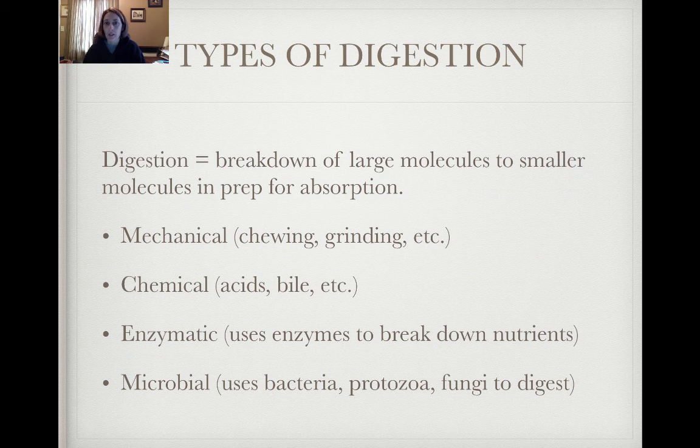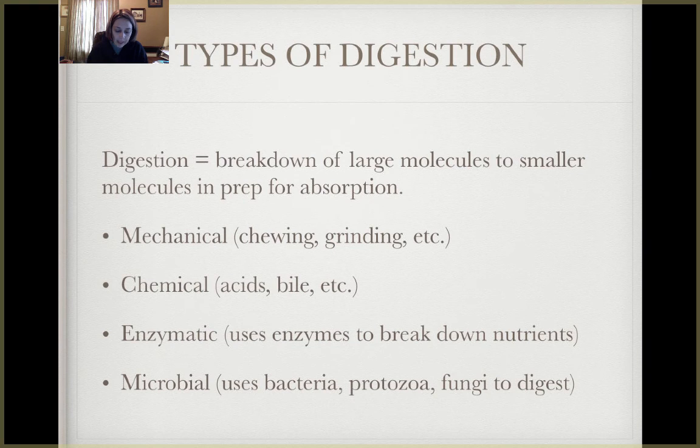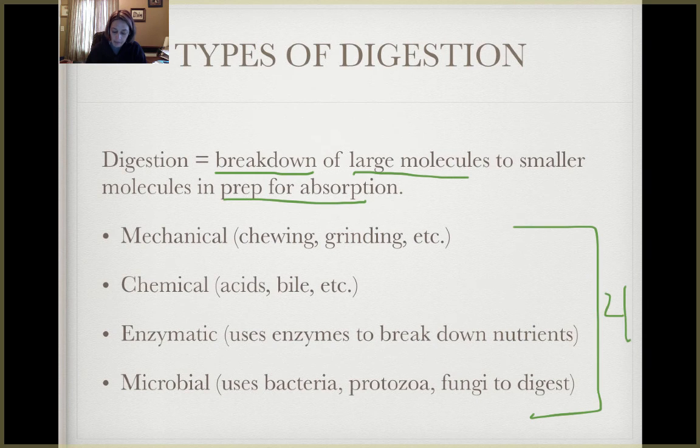First things first, we need to understand what digestion is. When we define digestion, that is simply the breakdown of large molecules such as proteins, carbohydrates, and fiber to smaller molecules in preparation for absorption. That's what digestion means from a nutrition standpoint. And when we consider that, we have actually 4 types of digestion. Those 4 types are mechanical, chemical, enzymatic, and microbial.